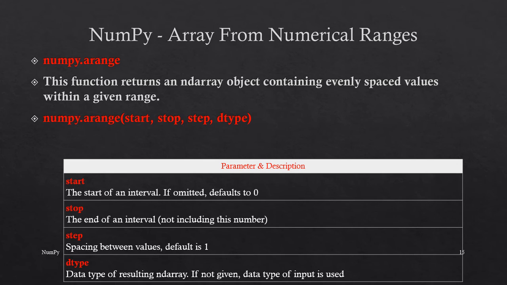Start, the start of an interval. If omitted, by default it will take 0. Stop, the end of the interval, and this number will not be included. Step, spacing between values. By default, step size is 1. And dtype, data type of the resulting n-dimensional array. If not given, the data type of the input will be used as dtype.